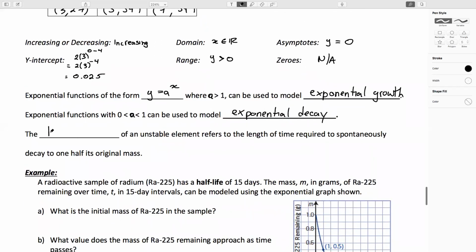The half-life of an unstable element refers to the length of time required to spontaneously decay to 1/2 of its original mass. So basically, these unstable isotopes are going to break down and decay into something more stable. We know through testing that half of the element will decay after a certain period of time. So we can essentially figure out how old something is by measuring how much of the radioactive isotopes are left, and we can figure out how many half-lives have passed to get down to that point.